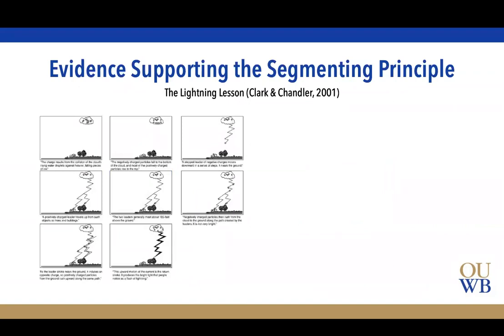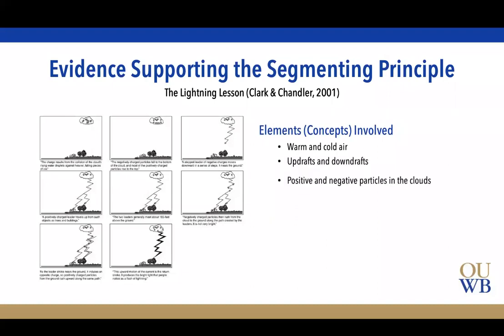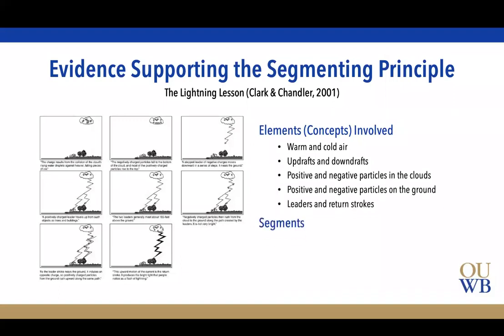There is evidence supporting the segmenting principle. This example comes from what they dubbed the lightning lesson. Clark and Chandler presented a lesson on the formation of lightning and how that happens. And what they found was that when they broke it down, segmented it, or chunked it, there were 3 elements to that lesson. I'm sorry, more than 3. There were 5 elements to that lesson or concepts involved.